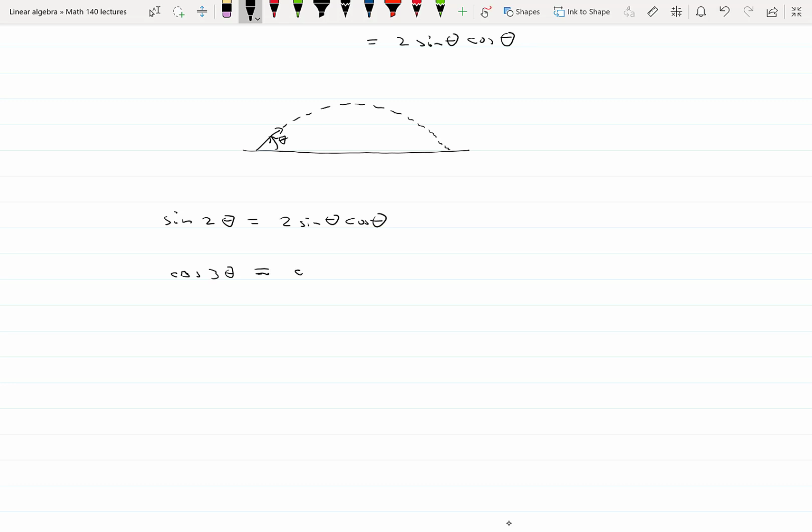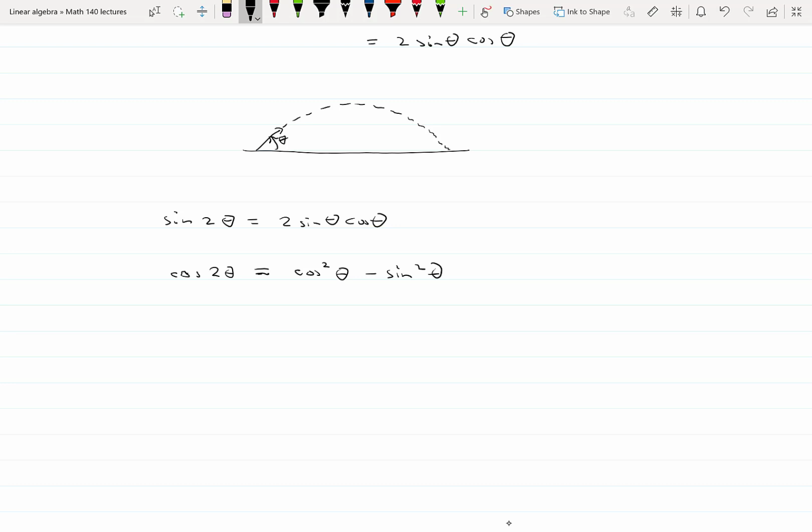There are 3 double angle formulas for the cosine. Cosine, oops, I wrote cosine of 3 theta. I was thinking 3 formulas, and these are double angle formulas. So cosine of 2 theta equals cosine squared theta minus sine squared theta. That's one of the formulas, which looks a little tricky.